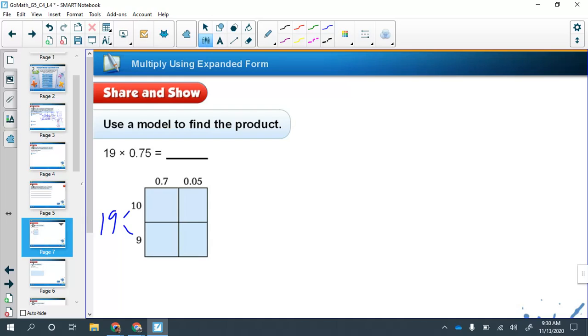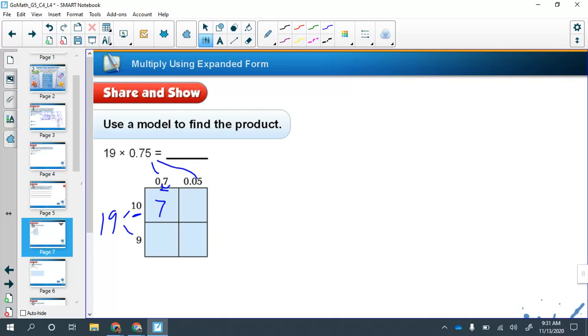10 plus 9 is 19. Up across the top, this is our 75/100. And now remember, we're just going to multiply like we're working on a multiplication chart, right? So we're going to take the 10 and multiply it by the 7/10. 10 times 7/10 is 7, right? We just move that decimal over once because we're multiplying by 10.